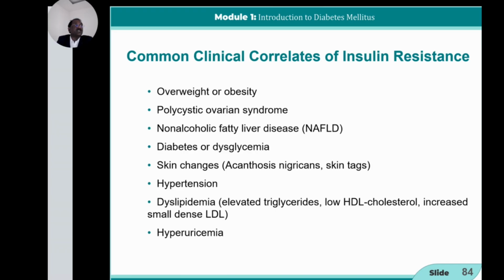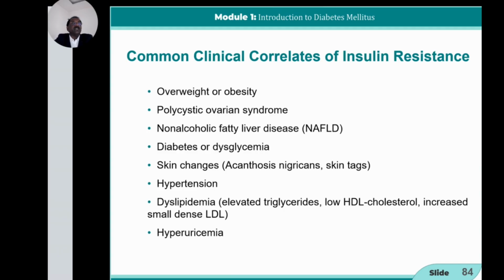Clinical correlates of insulin resistance. By seeing the patient, we should be able to say that this fellow is having insulin resistance. So overweight or obesity, obviously more insulin resistance. Polycystic ovarian syndrome; a very common ultrasound finding nowadays is fatty liver and PCOD. Non-alcoholic fatty liver disease, that is your fatty liver. Diabetes or dyslipidemia, more blood sugars, skin changes, acanthosis nigricans, skin tags, presence of hypertension, dyslipidemia, and hyperuricemia. So these are all correlates of insulin resistance.